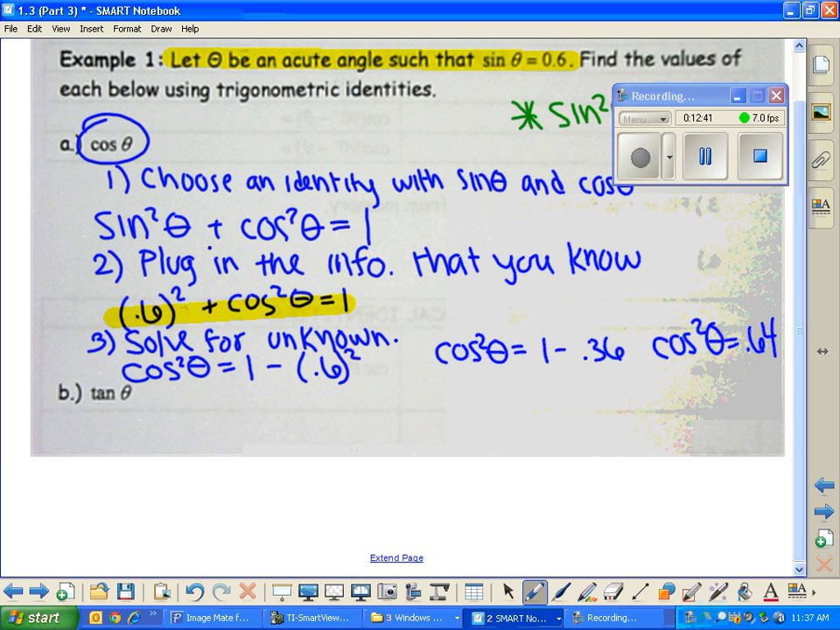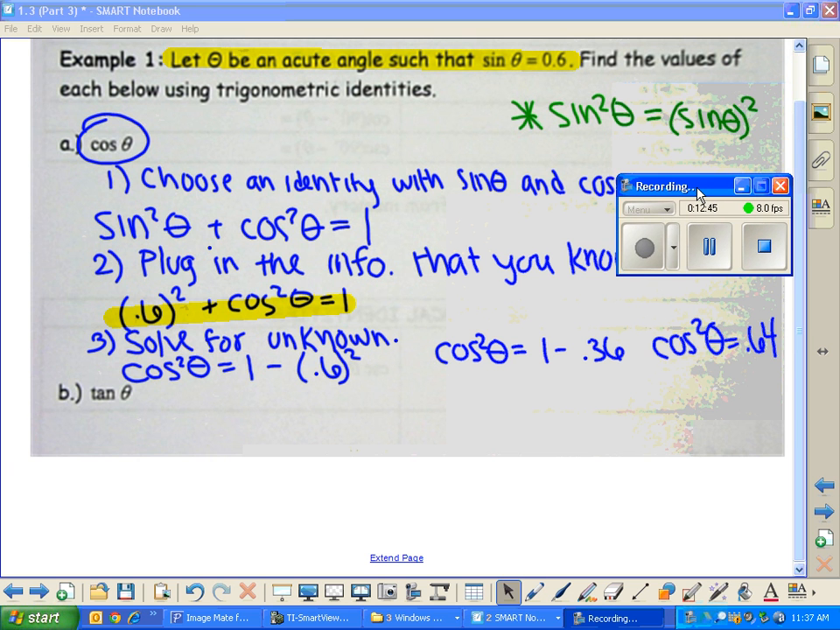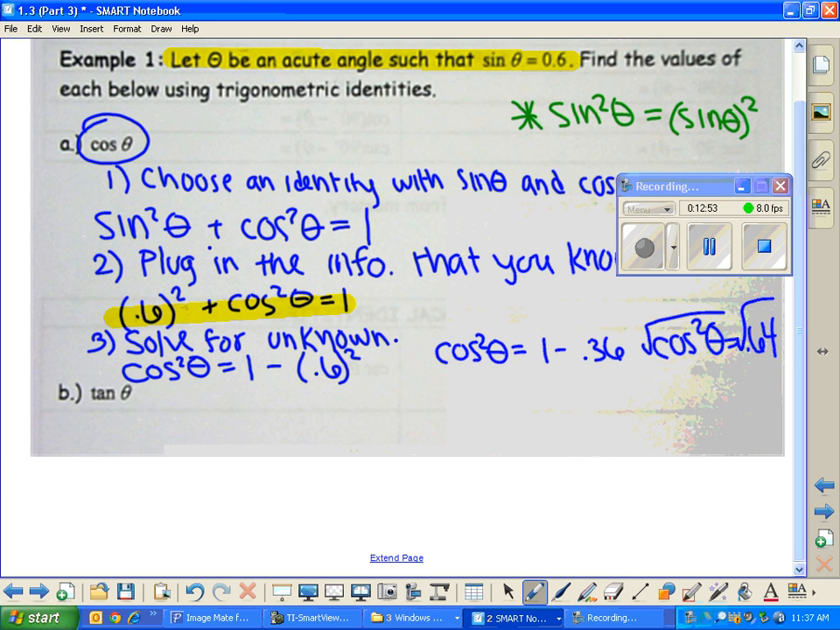No. You square root both sides. Remember, I wrote up here that this is the same thing as this. How would you get sine of theta by itself? You would square root it. So I'm going to square root both sides. So that gives me cosine of theta, square rooting and squaring cancel each other out. Square root of 0.64.